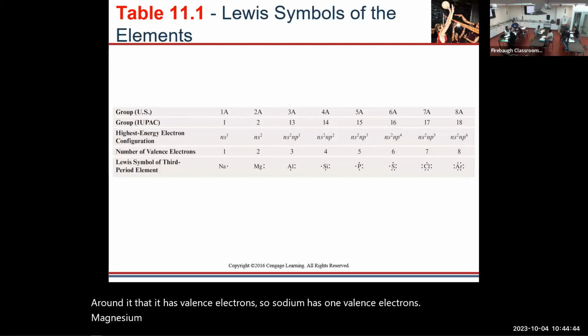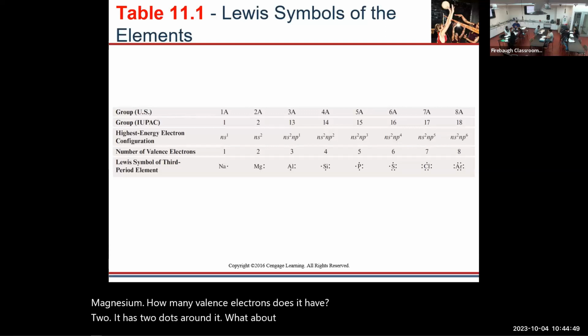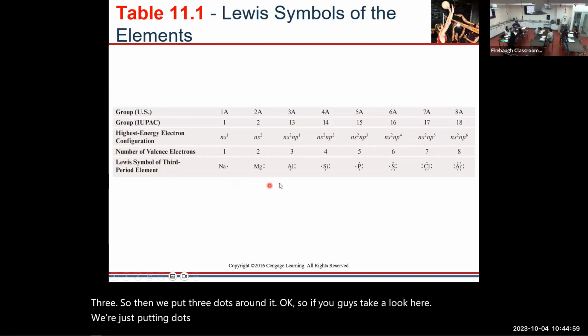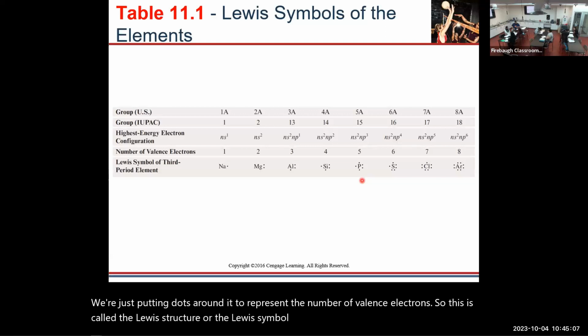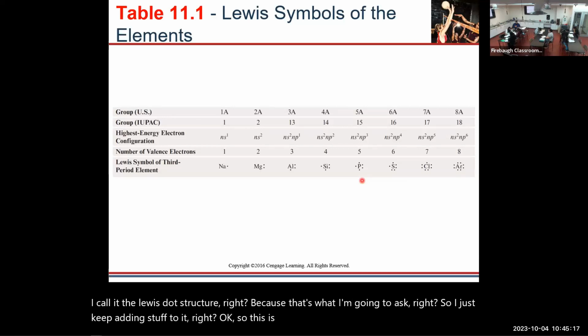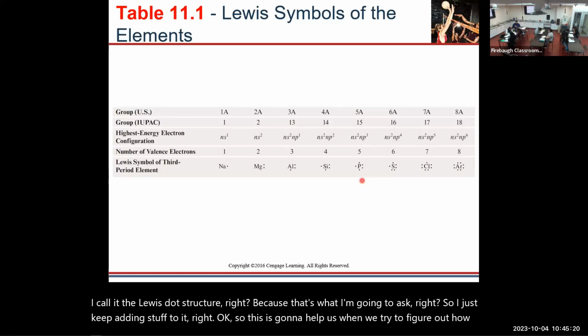Magnesium, how many valence electrons does it have? 2. It has 2 dots around it. What about aluminum? 3. So then we put 3 dots around it. If you take a look here, we're just putting dots around it to represent the number of valence electrons. So this is called the Lewis structure or the Lewis symbol. I call it the Lewis dot structure, because that's what I learned it as. So I just keep adding stuff to it. This is going to help us when we try to figure out how things are going to react.